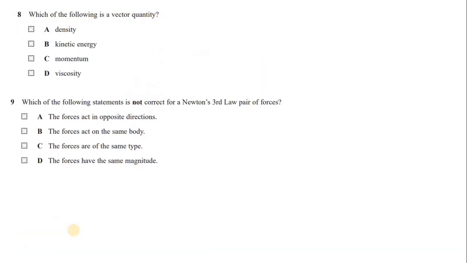Question number 8, which of the following is a vector quantity? If you have a list of scalar and vector quantities, clearly density is a scalar, kinetic energy and all types of energies are scalar, viscosity is a scalar. Only momentum is a vector quantity. Option C.